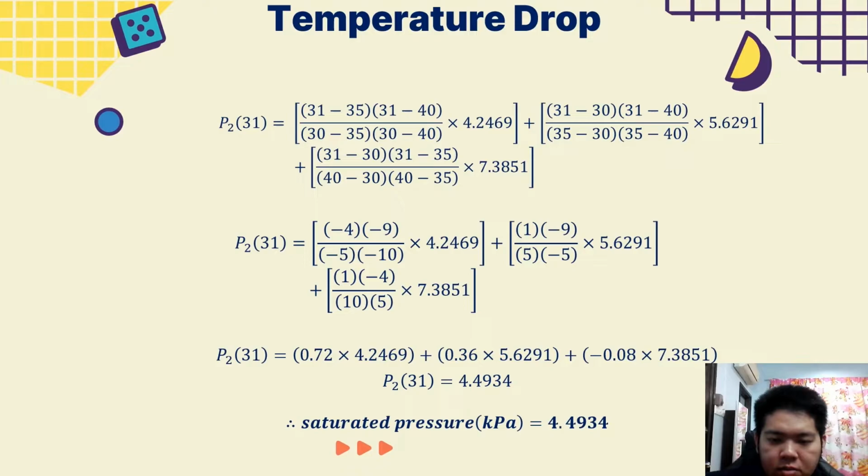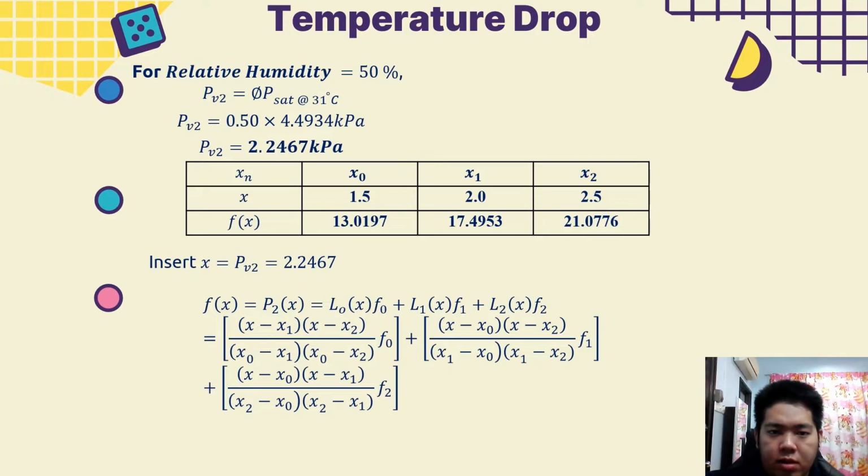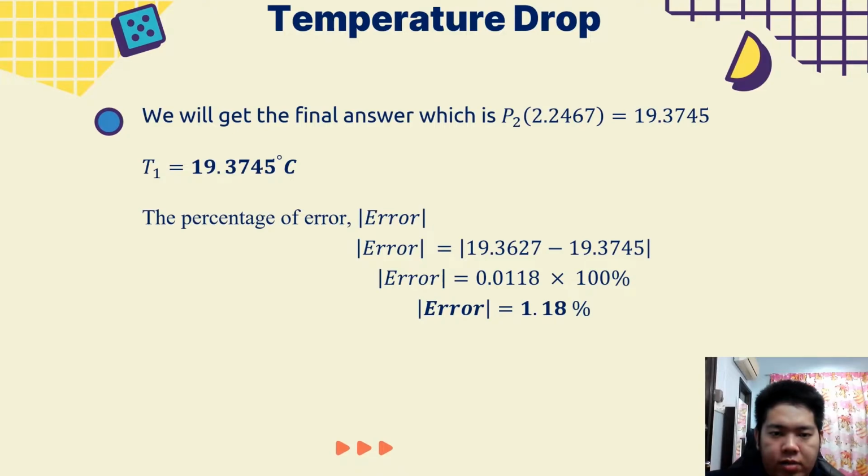When x equals 31, we can get the saturated pressure equal to 4.4934 kPa. For the relative humidity 50%, we can get the PV equal to 2.2467. We sub the 2.2467 into the formula. After that, we can get the final answer, which is the temperature 1 equal to 19.3745. For the percentage of the error, we can get 1.18%.